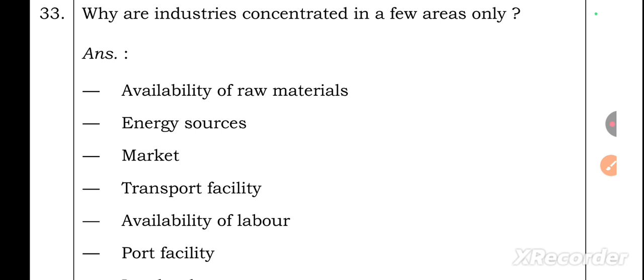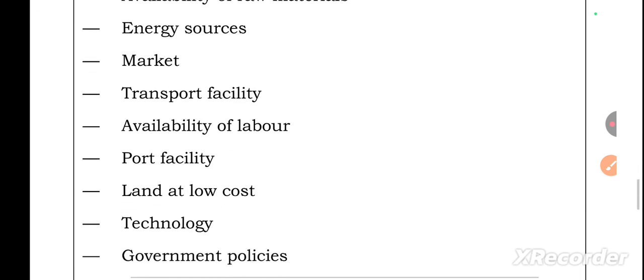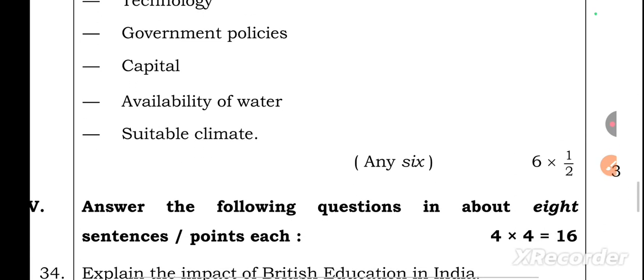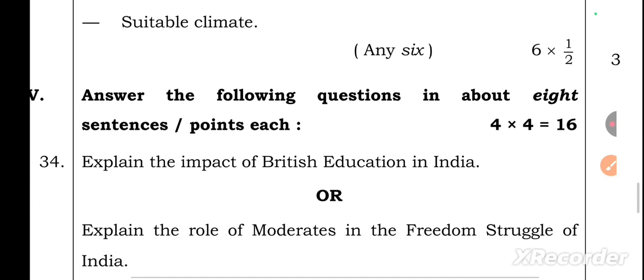Availability of raw materials, energy sources, market, transport facility, availability of labor, port facility, land at low cost, technology, government policies, capital, availability of water, suitable climate.